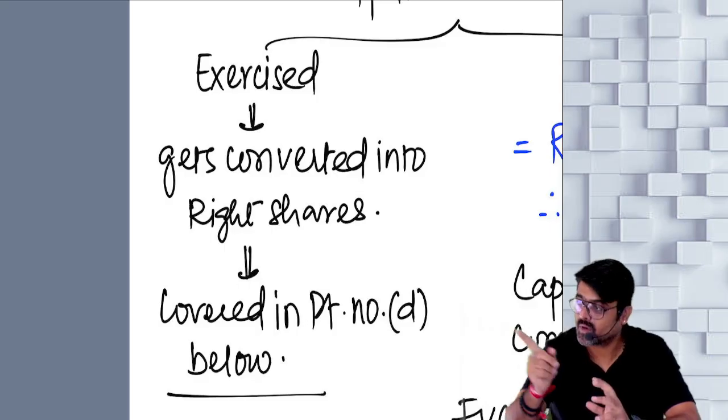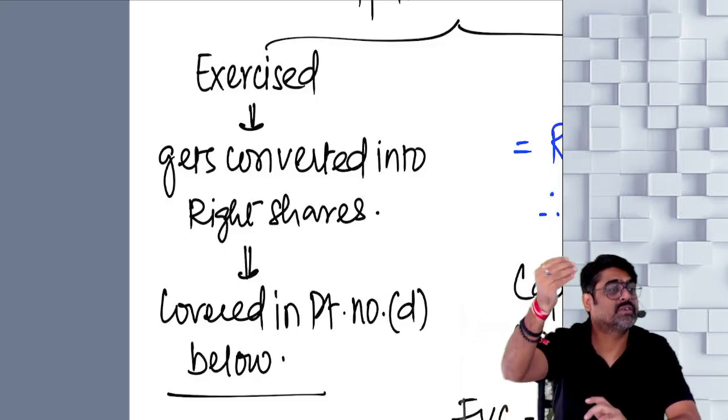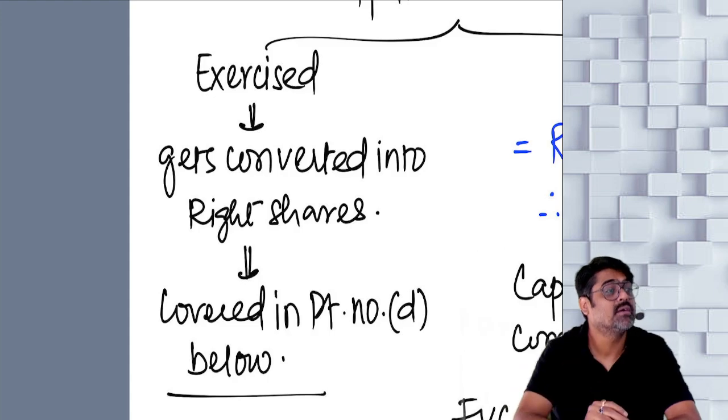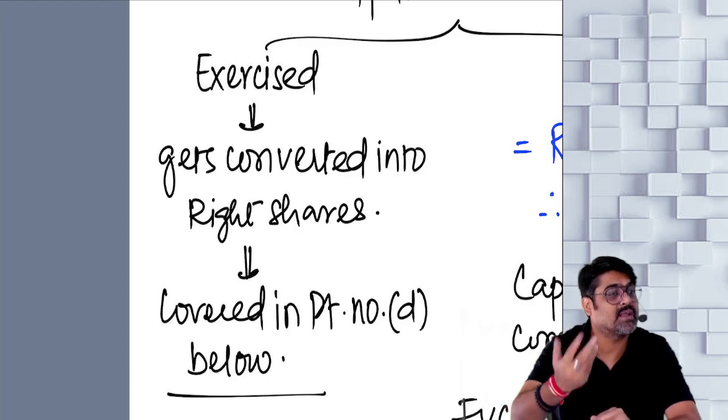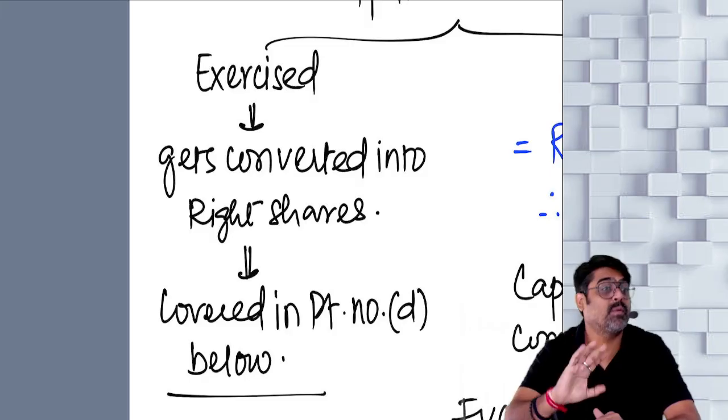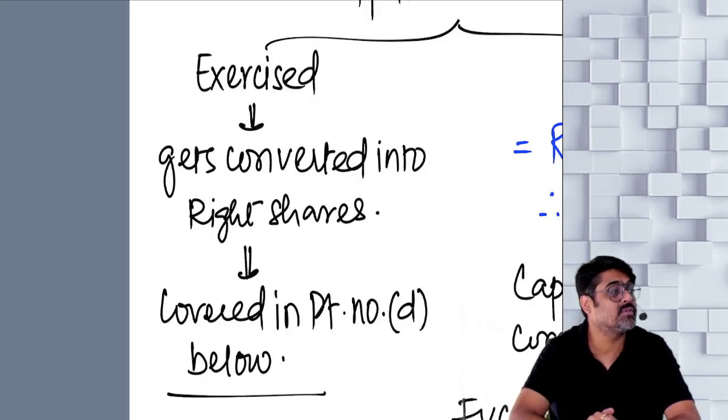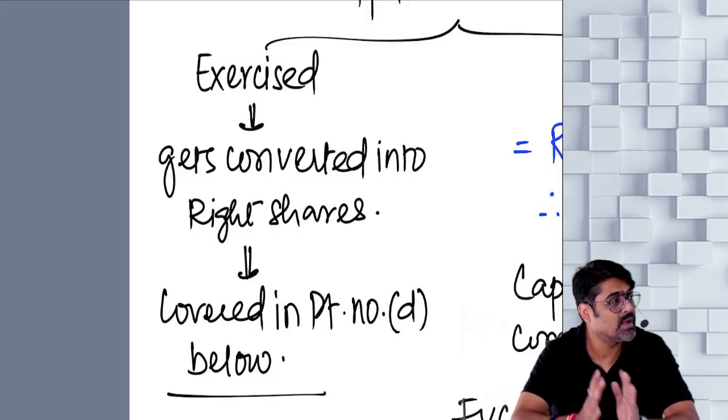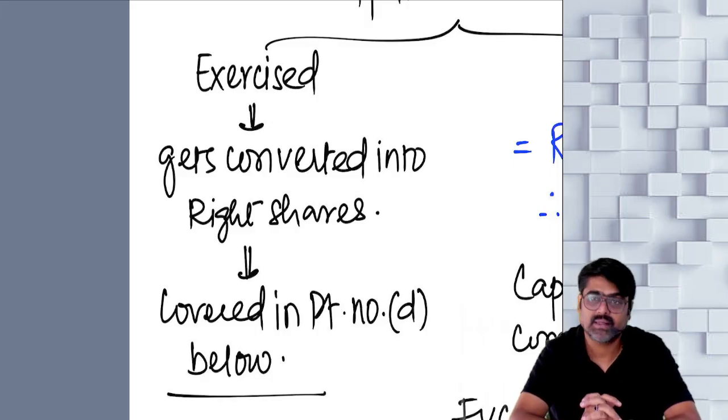Understanding? So we are talking about Jagan. What if Jagan has exercised the right? Will Jagan get the right shares? Yes. What will be the cost of acquisition of right shares of Jagan? It will be 200 rupees, the amount paid to the company. Understanding? Should I move ahead?